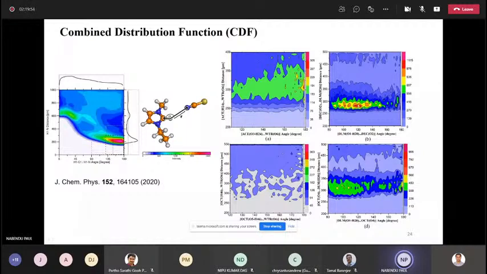Let us go to octanoic acid and water. We are showing all the components and how their combined distribution function appears. For octanoic acid and water, we know that there is very little interaction between them because octanoic acid is hydrophobic in nature. So in this case also, in this plot, we are having similar results because there is no such interaction shown.